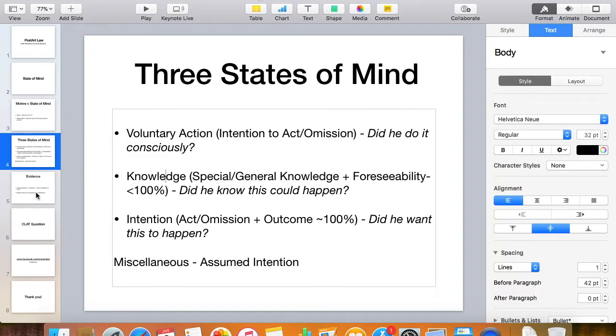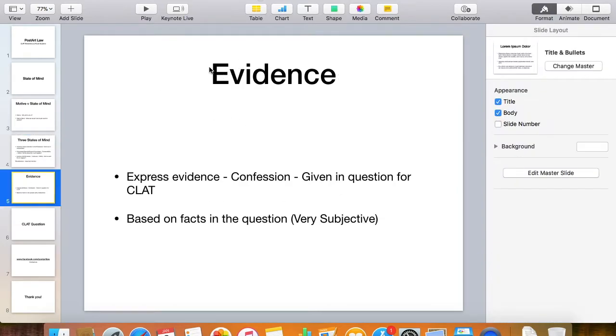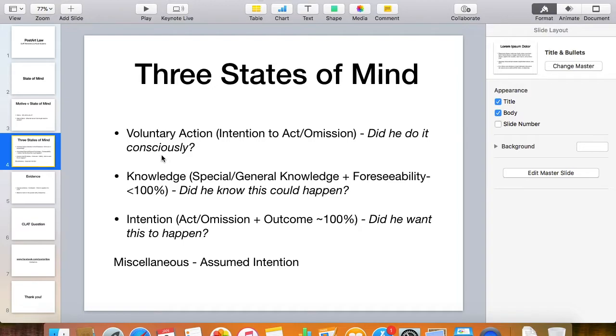So now let's come to this next portion, which is very important. It's evidence, right? So evidence of state of mind, why is that necessary? Because I don't know what's going on in your mind and you don't know what's going on in my mind. So how would you know that I voluntarily did something, or intentionally did something, or that I had that special knowledge, that general knowledge? How would you know that?